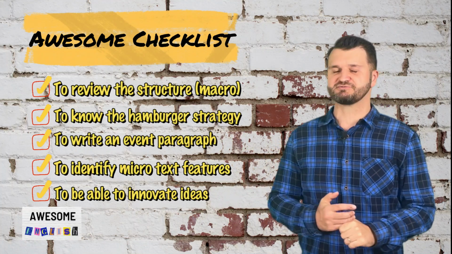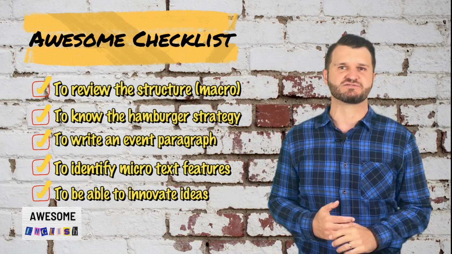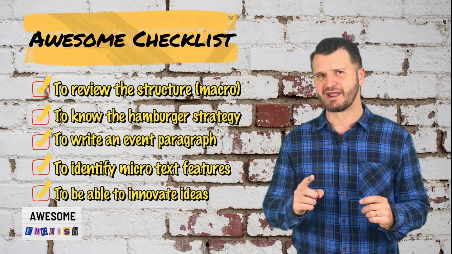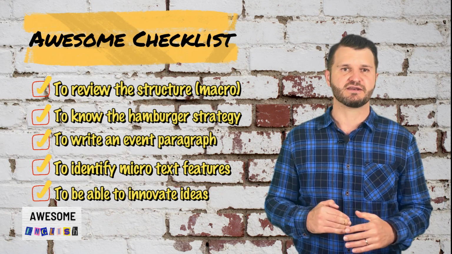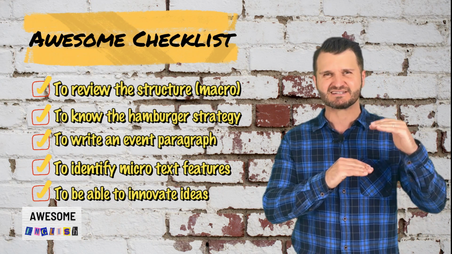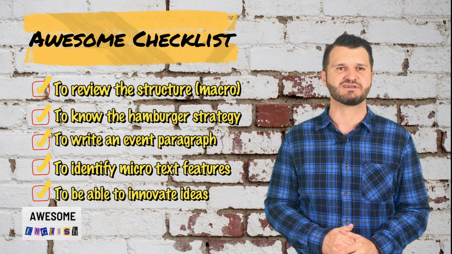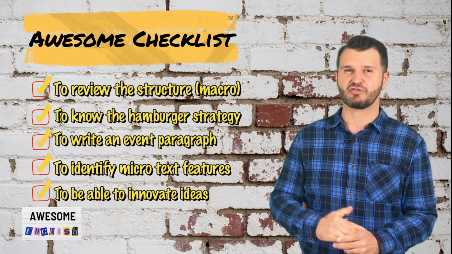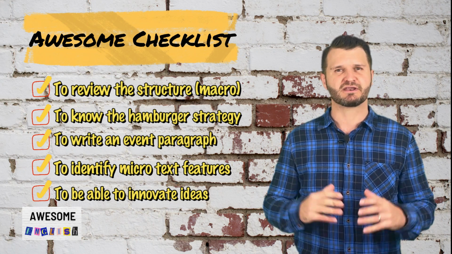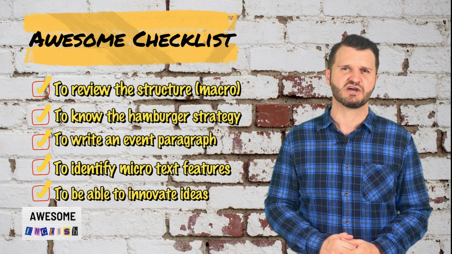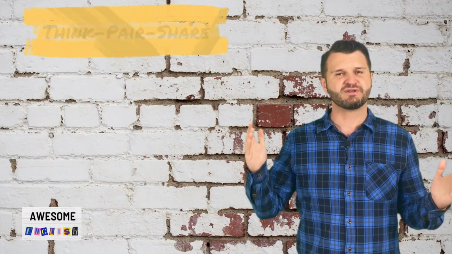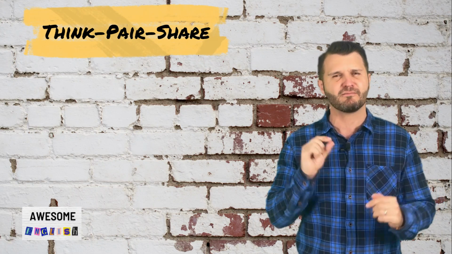Okay, welcome to our awesome checklist for today's lesson. These are the objectives we want to achieve by the end of the lesson. So the first one is to review the structure or the macro of a recount text. Then to know the hamburger strategy. Next, to be able to write an event paragraph for the body section of our recount. Then to be able to identify those micro elements and grammar features of a recount. And finally, to be able to innovate ideas and write them in your own words to draft your own event paragraph. Let's get moving.